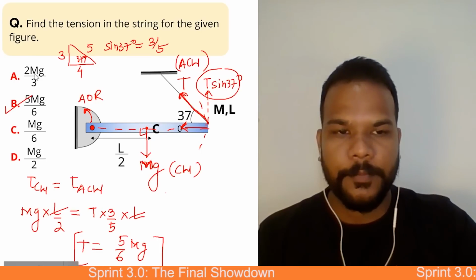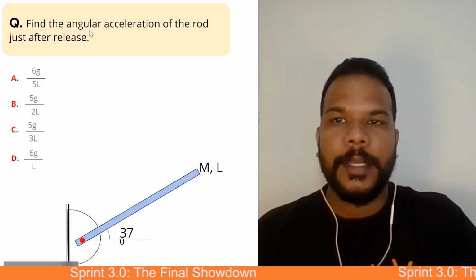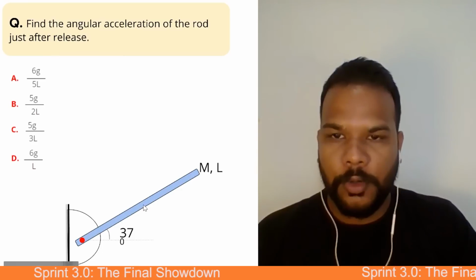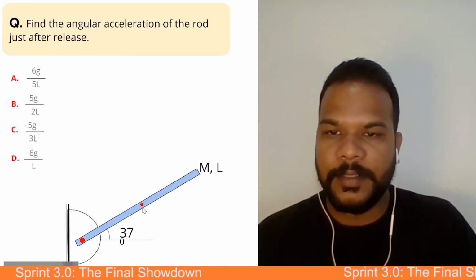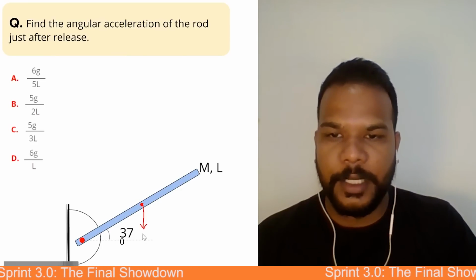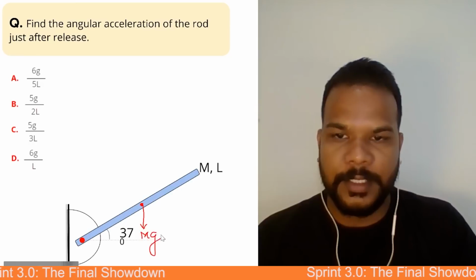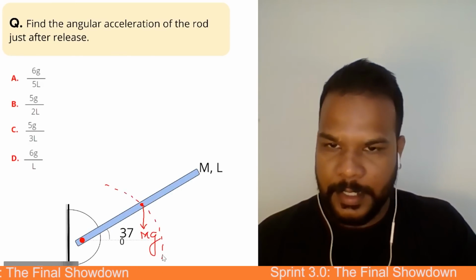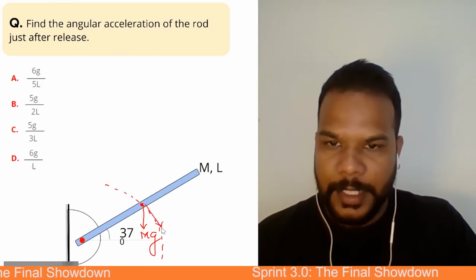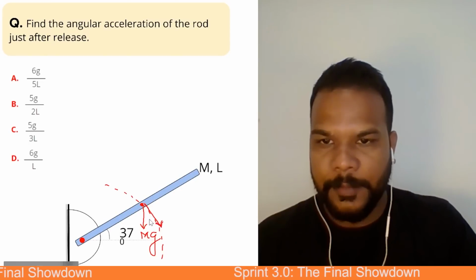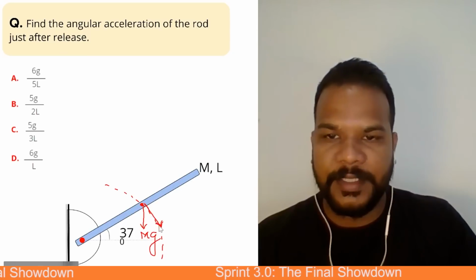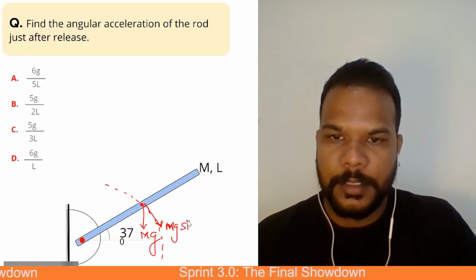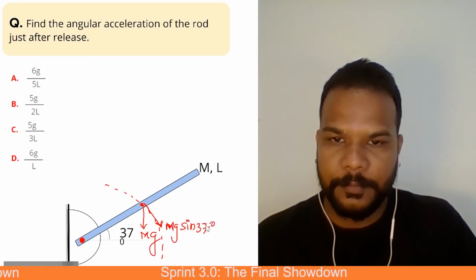Okay, moving on. Find the angular acceleration of the rod just after release. तो इस रॉड को अगर हम यहाँ से रिलीज करेंगे तो the reason for it to come down is basically the weight of the body. तो mg की वजह से वो नीचे आ रहा है और उसमें भी रोटेशन of this point is like this. तो mg का जो टेंजेंशियल कंपोनेंट है उसकी बात करते हैं. So this is 37 degree, so responsible for rotation is mg sin 37 degree.